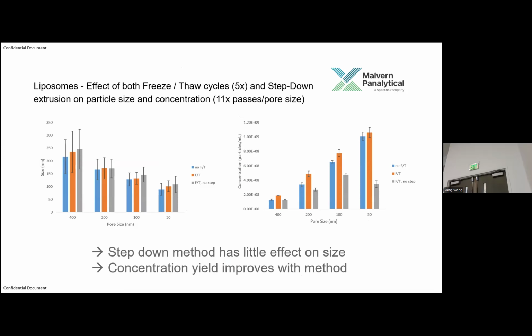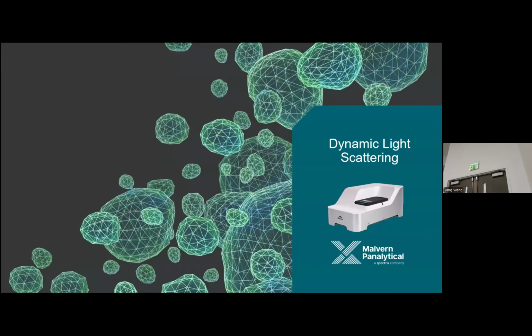So the pore size, you find that if you do step down extrusion and you do a freeze-thaw cycle to reorient the lipid bilayers, you can actually get some pretty high yields of liposomes. So if you're interested in more on liposomes, I did a whole 3-part webinar series with a lot of content around them. So that's NanoSight in a nutshell, giving you some examples of its capabilities and applications.